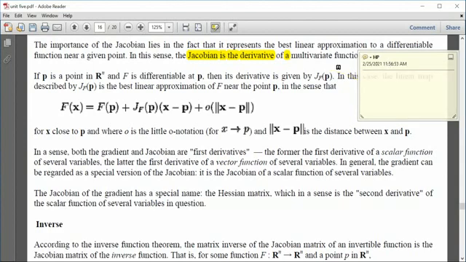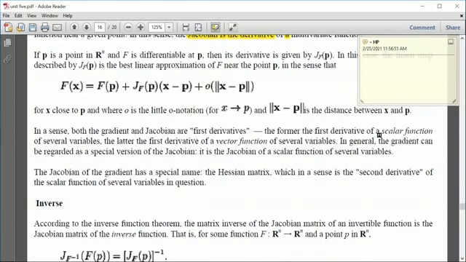Where o is the little o notation for x to p, and the norm of x minus p is the distance between what? Between x and p. So in a sense, both the gradient and the Jacobian are first derivatives.